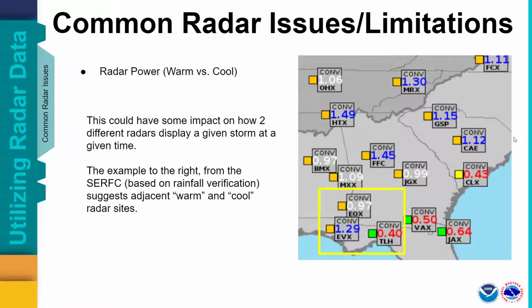Radars may not operate at exactly the same power. Sometimes they may be on the warm or cool side. Here's an illustration from the Southeast River Forecast Center showing bias based on accuracy of radar estimated rainfall. Note adjacent warm and cool radars across the Florida Panhandle. There could be some impact on interpretation, though the level of impact is usually not known during the event.